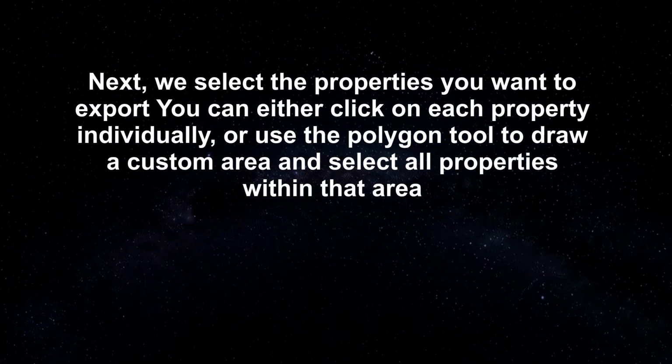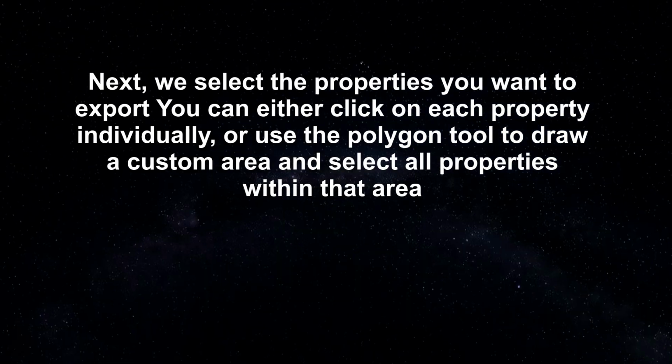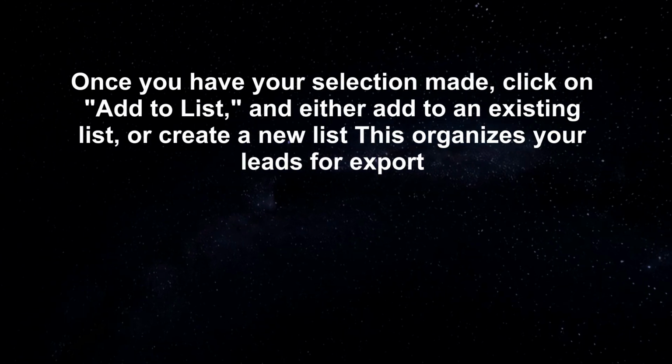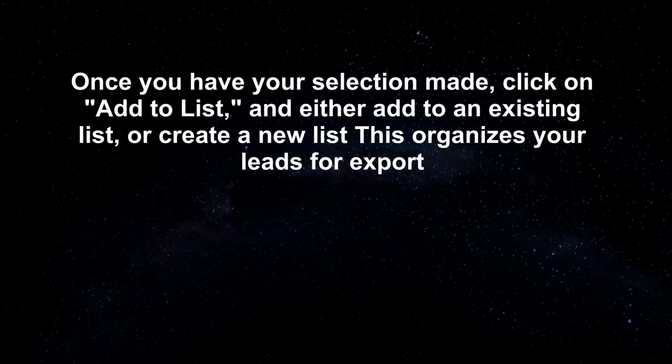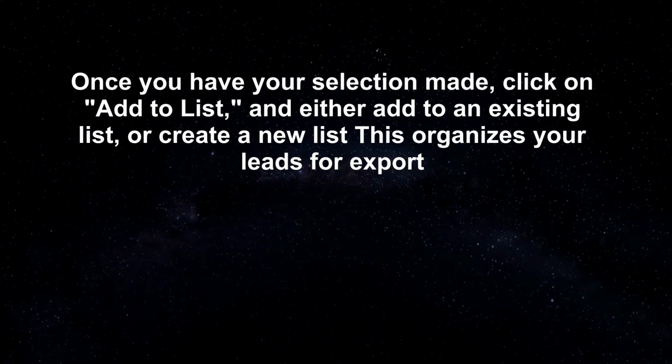You can either click on each property individually or use the polygon tool to draw a custom area and select all properties within that area. Once you have your selection made, click on Add to List and either add to an existing list or create a new list. This organizes your leads for export.